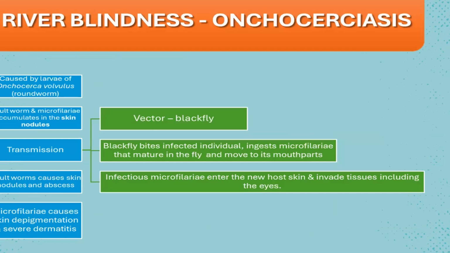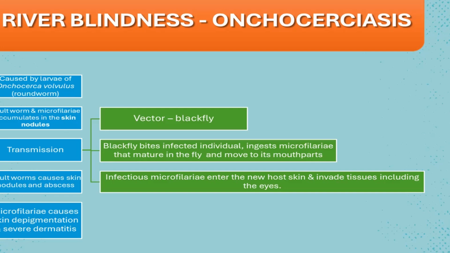Next is river blindness, onchocerciasis. It is caused by the larvae of the Onchocerca volvulus roundworm. The adult worms produce microfilariae that accumulate in skin nodules.